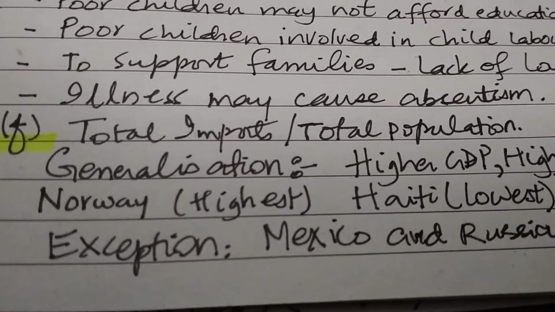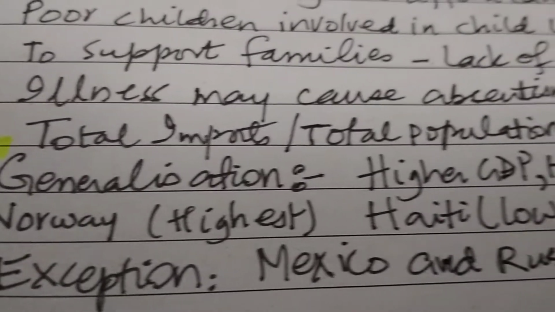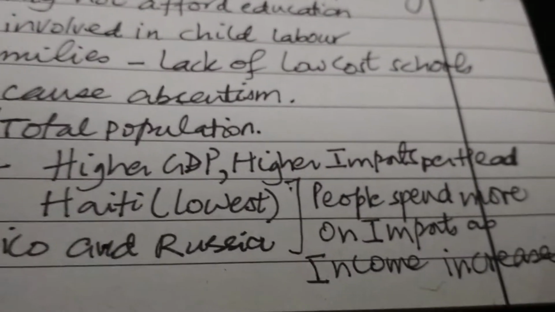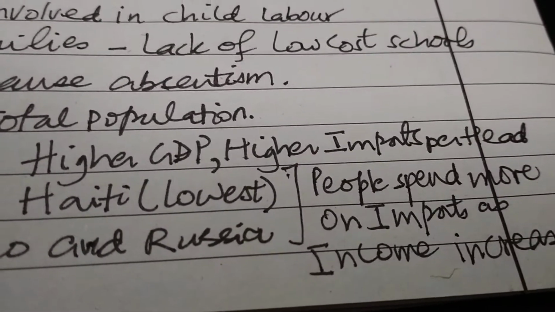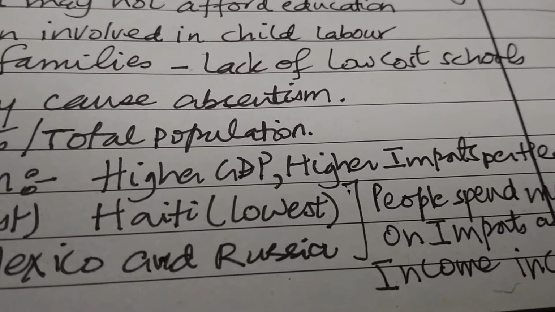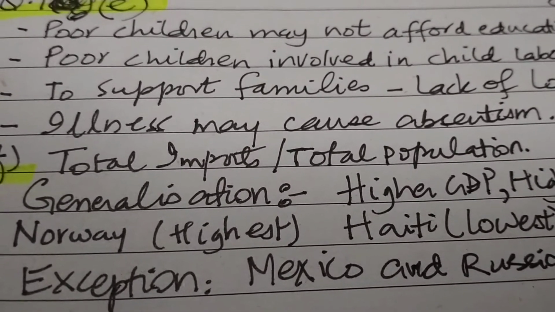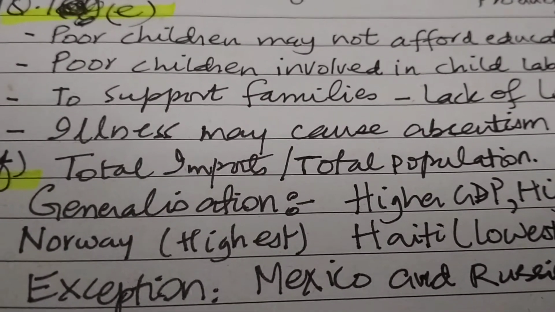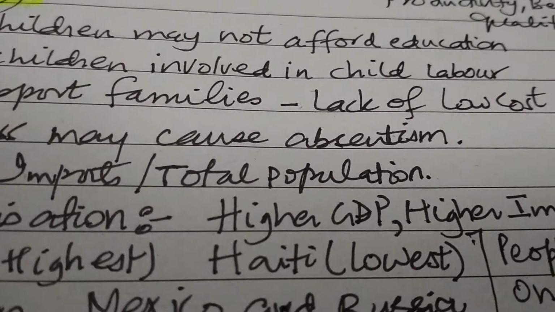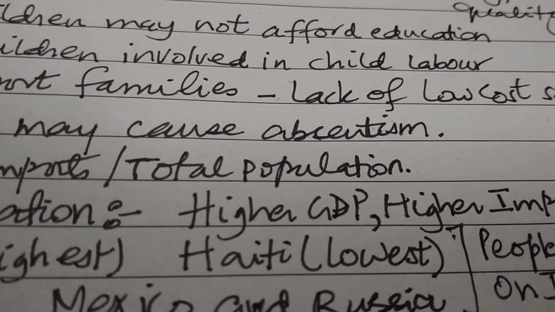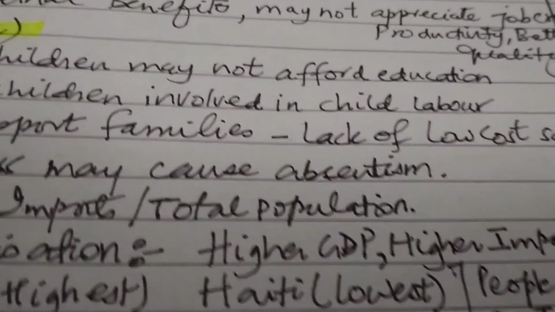In these analyze the relationship questions in the data response, we always have to give a generalization. So the table which is given, I'll show you that table also. Higher GDP means higher imports per head. That is supported by some of the countries. For example, Norway has the highest GDP per head and has the highest spending on imports per head also. Haiti has the lowest GDP and at the same time the lowest expenditure on imports per head. These two are basically supporting the generalization.